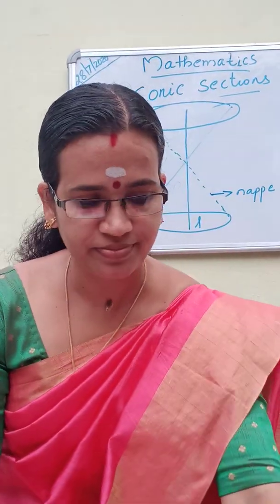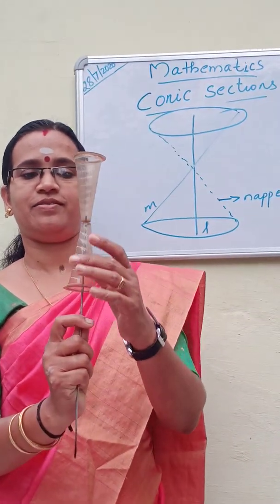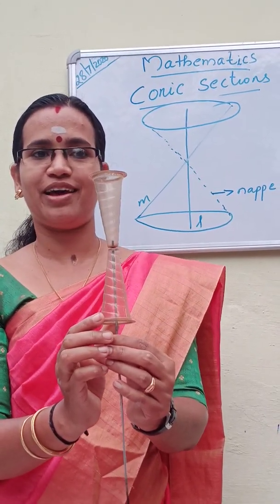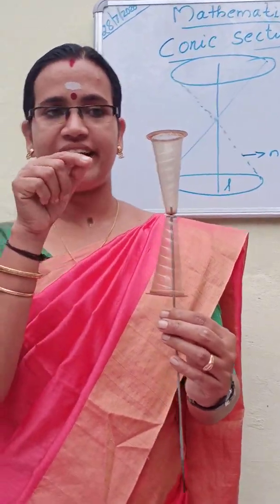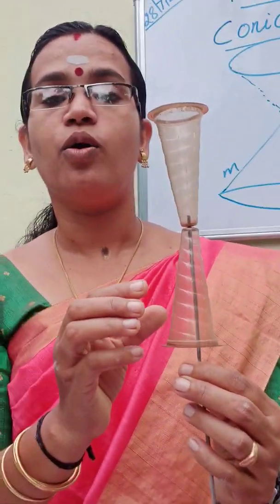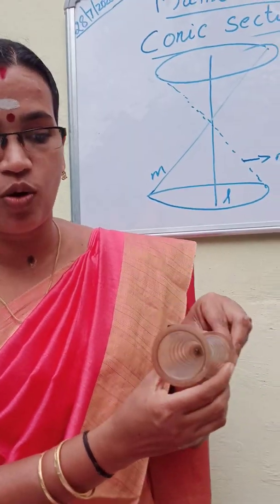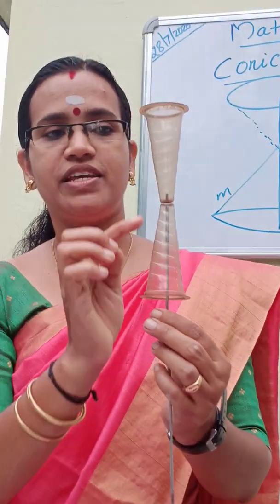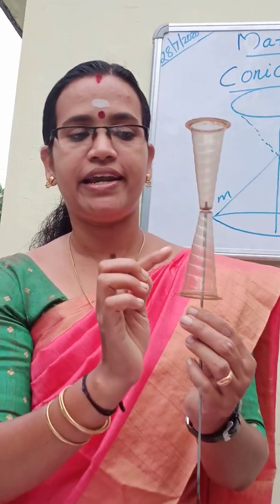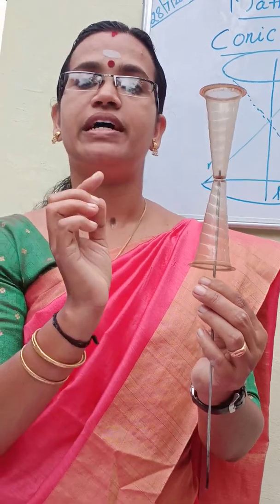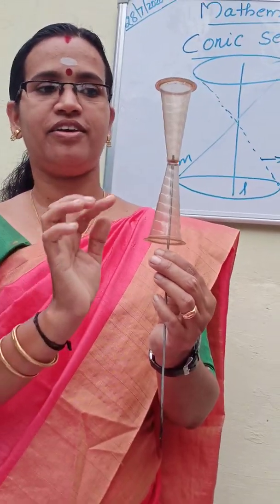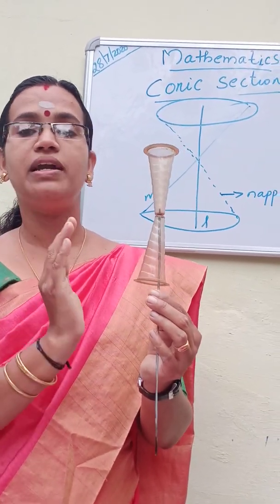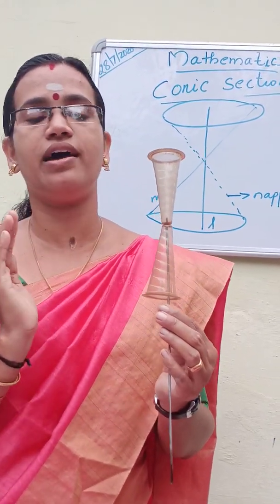Look at this. There are two cones. That is a double napped hollow right circular cone. You can see the double nappe; these two are called nappes. So the surface generated is a double napped hollow right circular cone.